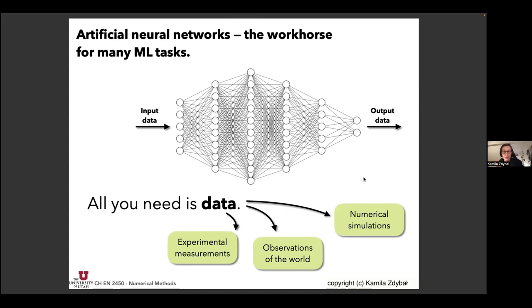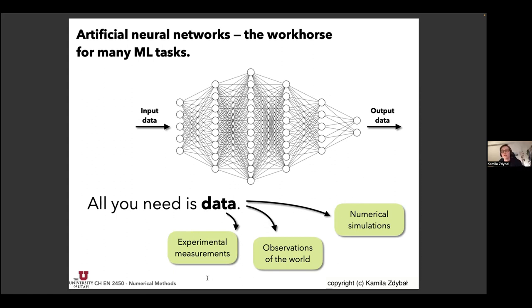And really all that is needed to train those neural networks is data. So we don't need any further assumptions. For example, when you were learning about linear regression, you were making some assumptions about what kind of functions you want to fit to your data. For neural networks, you don't have to make those kinds of assumptions. You just fit the data and the neural network can uncover whatever functional form fits that data.